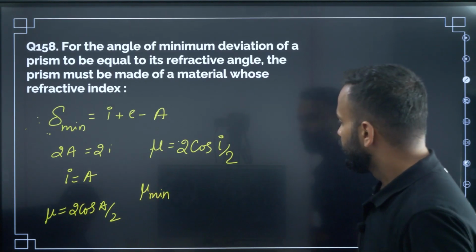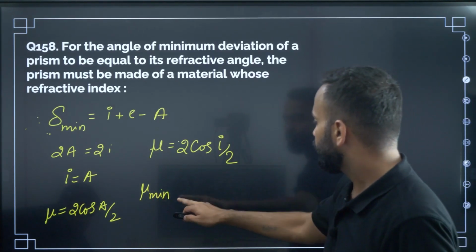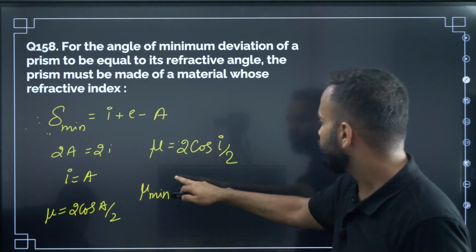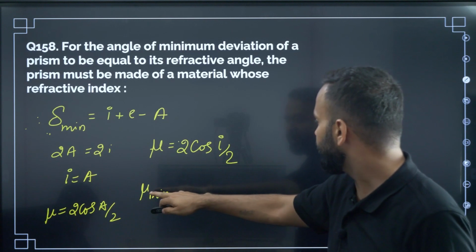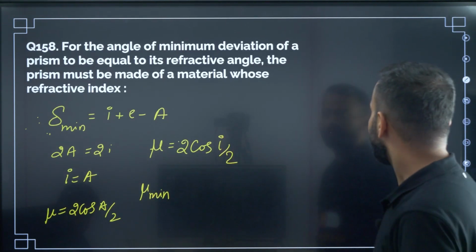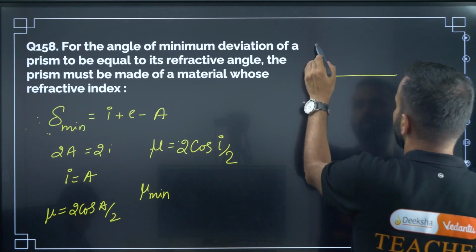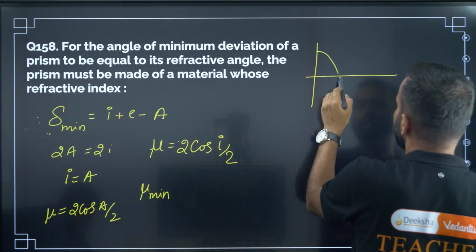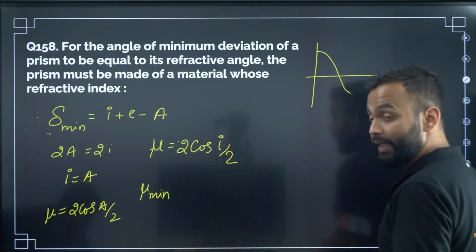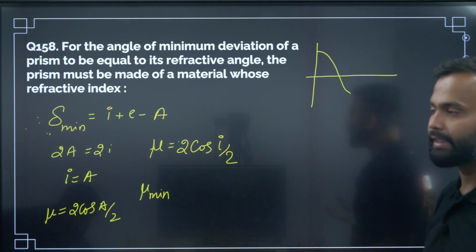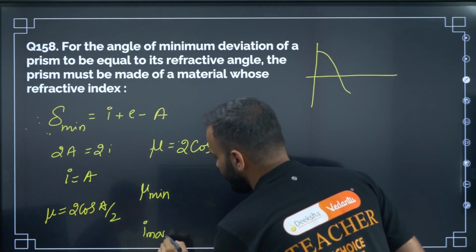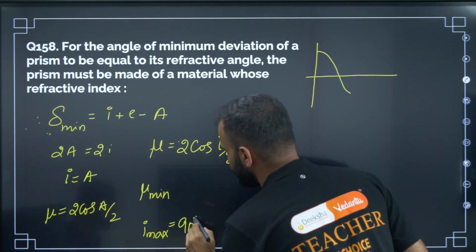Here we want to find the minimum value of the refractive index. If the value of the refractive index is to be minimum, then the value of I has to be maximum, because the value of cos theta decreases as the value of theta increases. So what is the maximum value of I? That is 90 degrees. I max is equal to 90 degrees.